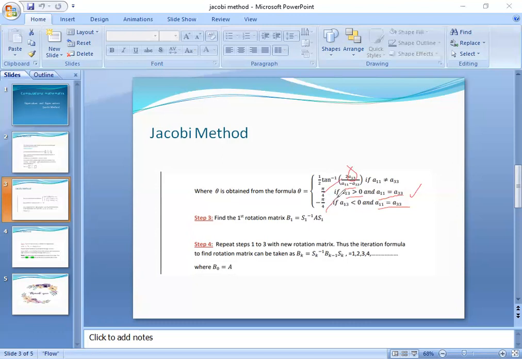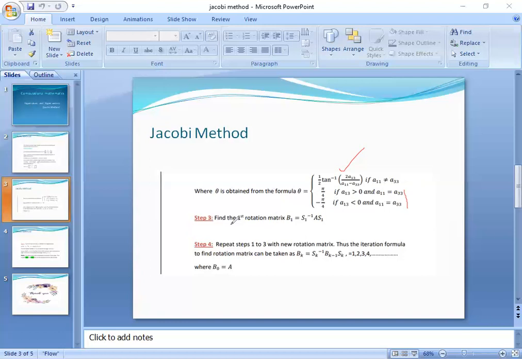So always we need to check that before going to find theta, whether A11 is not equal to A33 or A11 is equal to A33. If both are not equal, then directly we take theta as this formula. If the equal condition is satisfied, then we will check whether A13 is positive or negative. Accordingly, we take theta value either pi by 4 or minus pi by 4 so that S1 matrix is obtained.